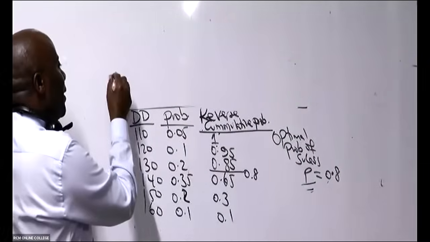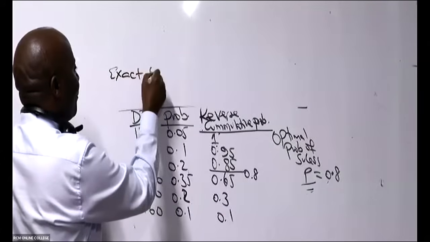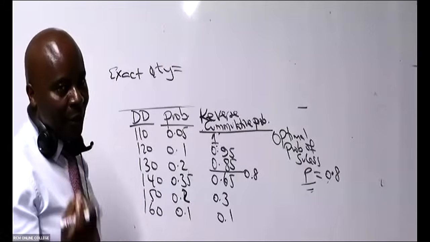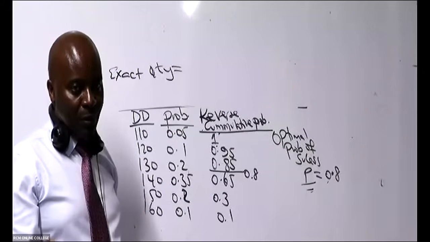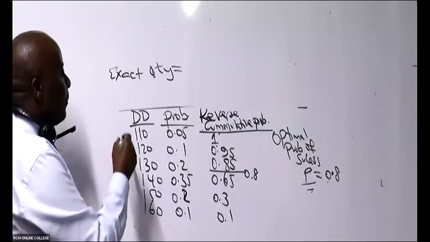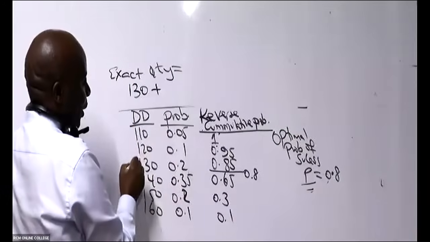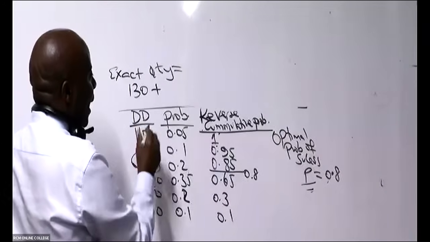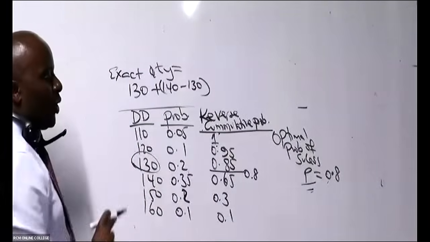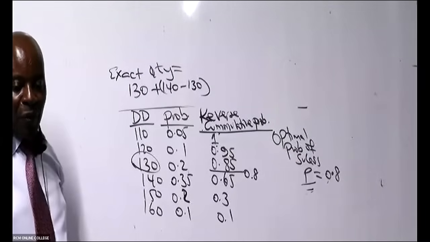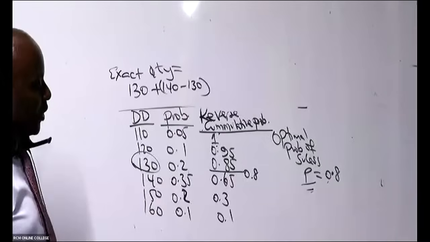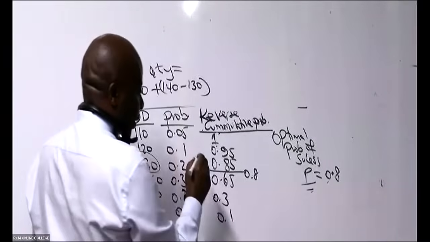So to get the exact quantity with decimals, because we're using a continuous distribution, remember we have discrete distribution and a continuous distribution. Continuous distributions have decimals. So the exact here will be this 130, you start with the smaller one, plus 140 minus 130. This difference is what we are interpolating.